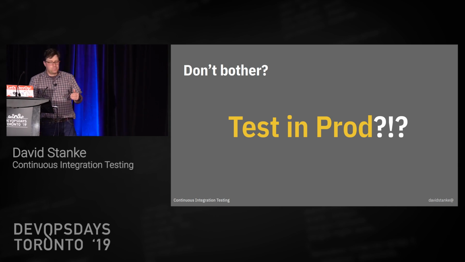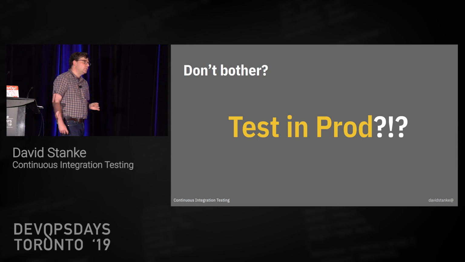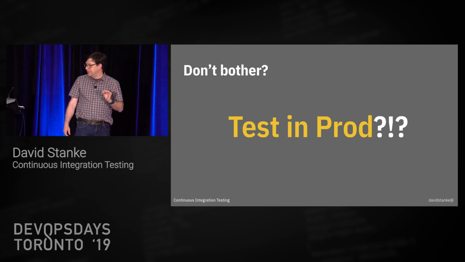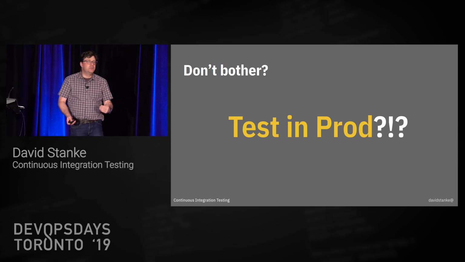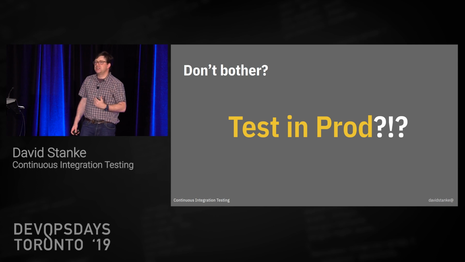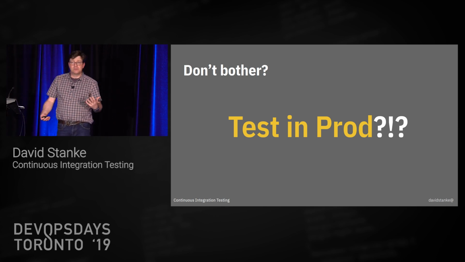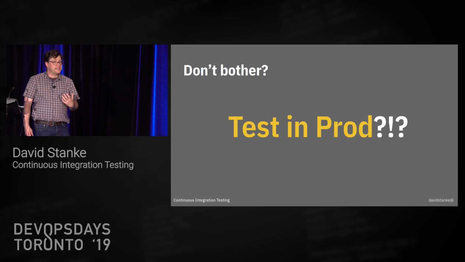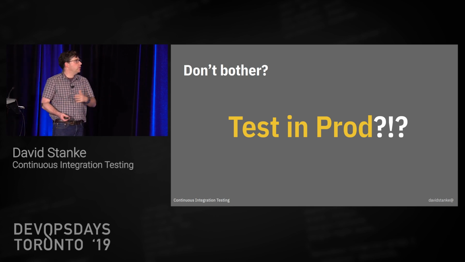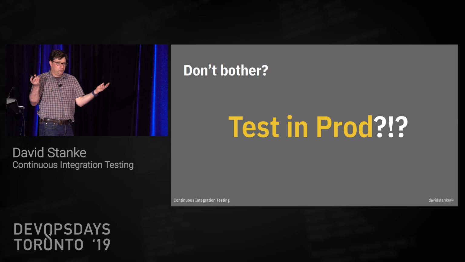So maybe we shouldn't bother, because integration testing is hard. And these days, what you'll hear is a lot of people talking about testing in prod. This is a movement that advocates that we should treat our production systems as uncertain, and that we should do our quality testing in production systems. And then if there are problems, we should very quickly roll back. So should we throw our stuff onto prod and then figure out if it works?